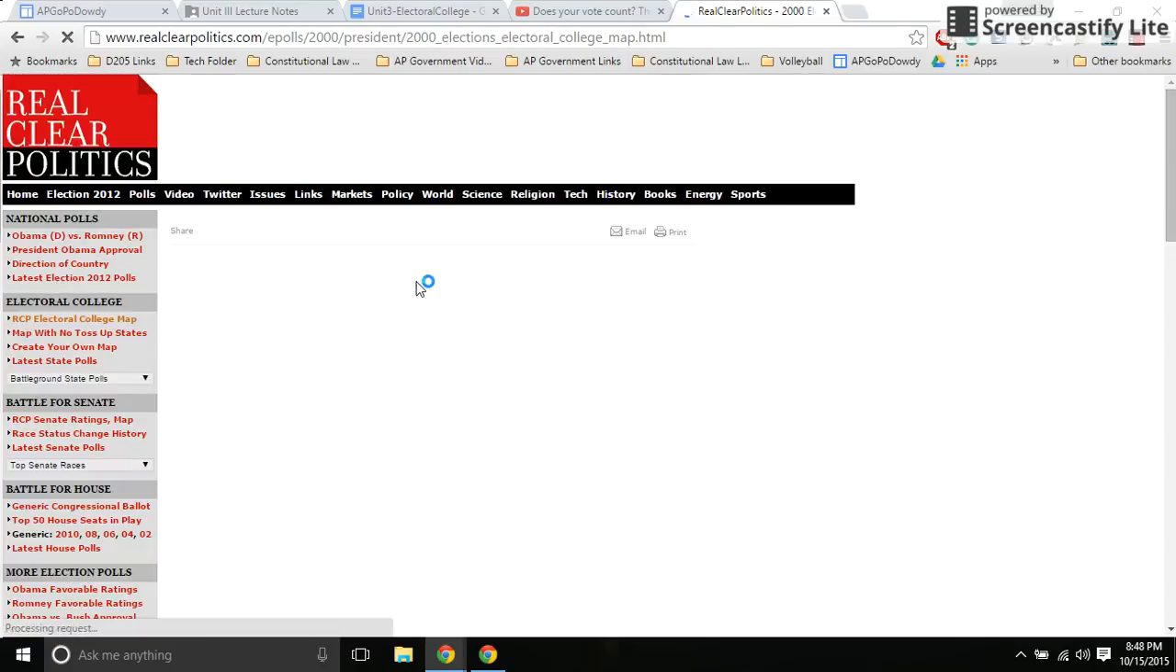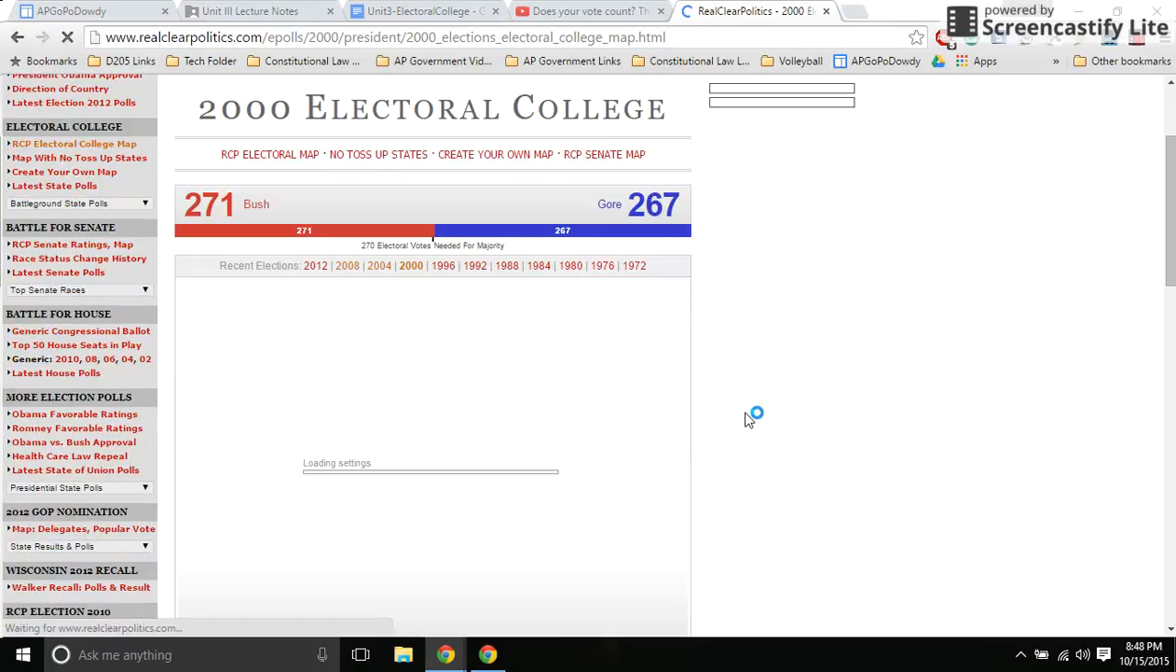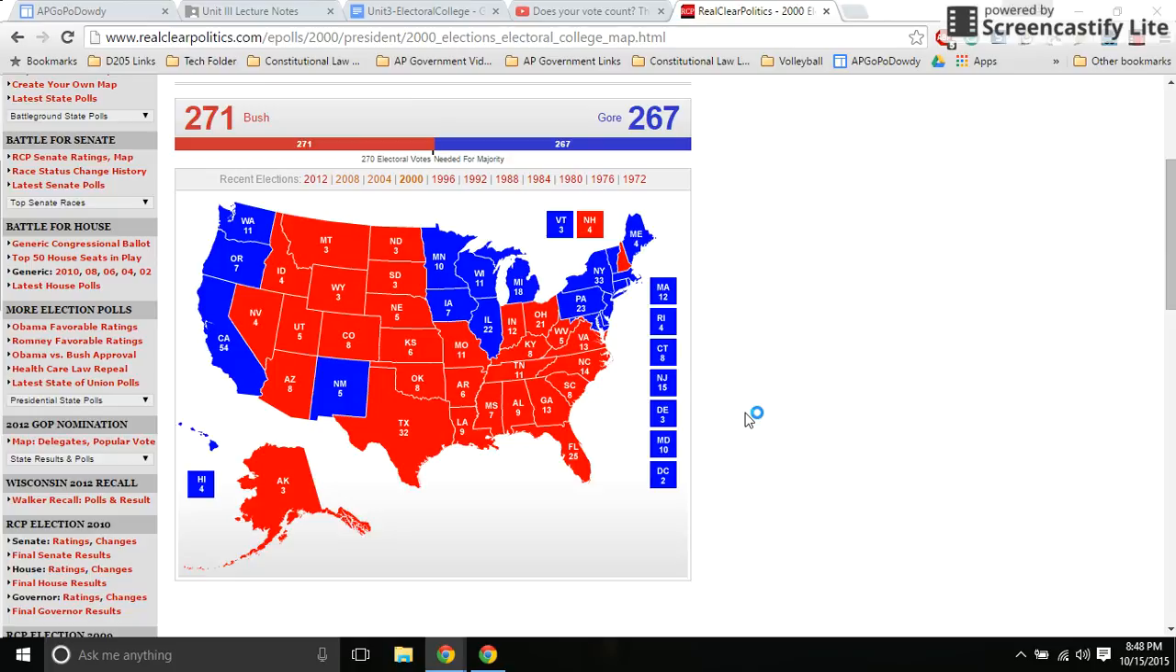2000, very close election. A 4 electoral vote victory for George W. Bush. And Florida is really the state that pushed Bush over the top. He only won by about 300 votes in Florida, but he wins all of the electoral votes and he wins the election. Al Gore loses his home state of Tennessee, which is pretty pathetic. If he would have won Tennessee, his home state, he would have won the election.